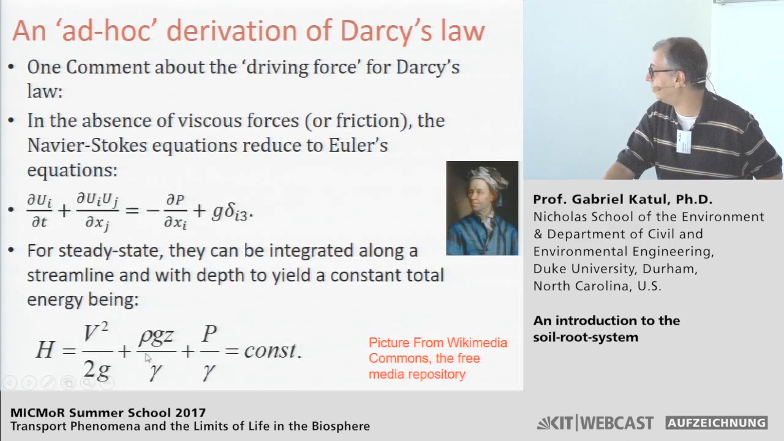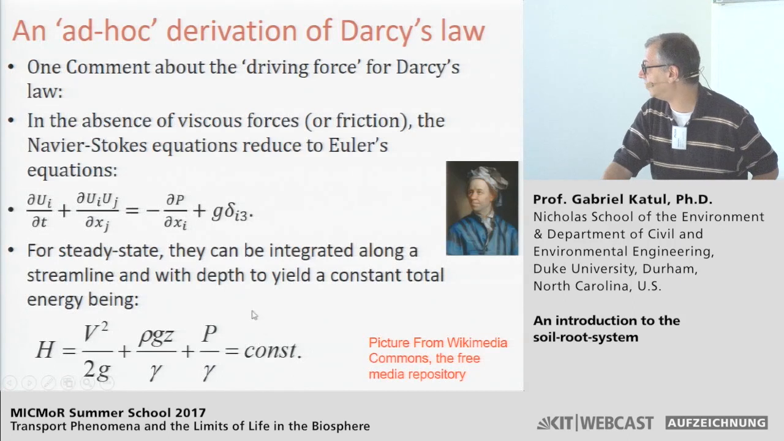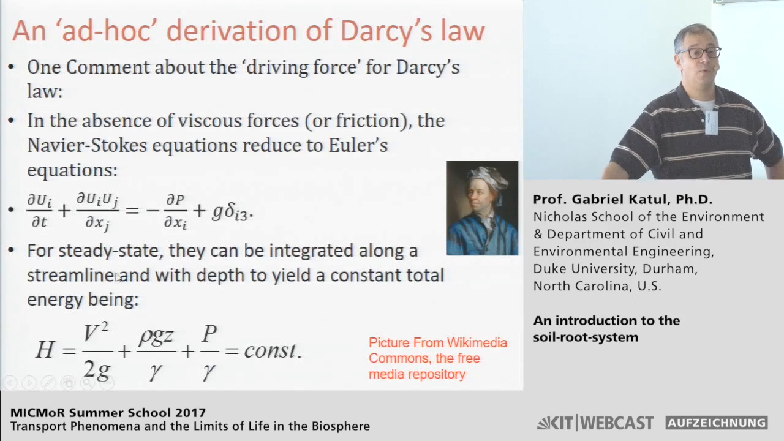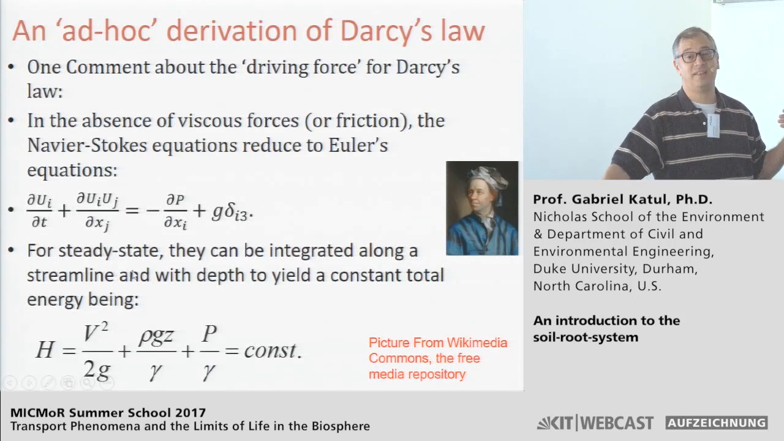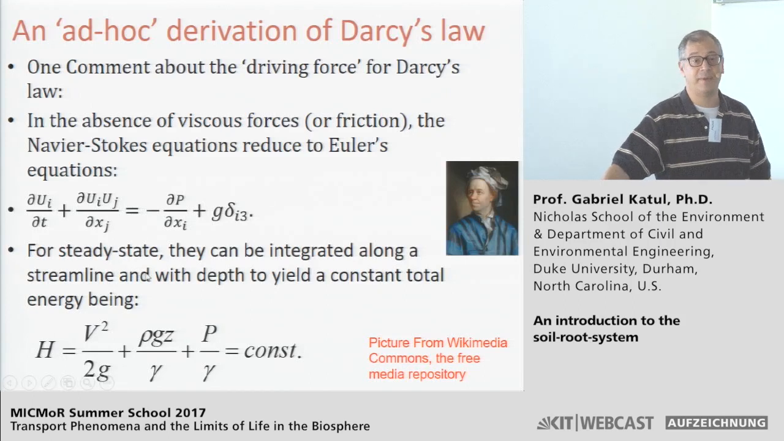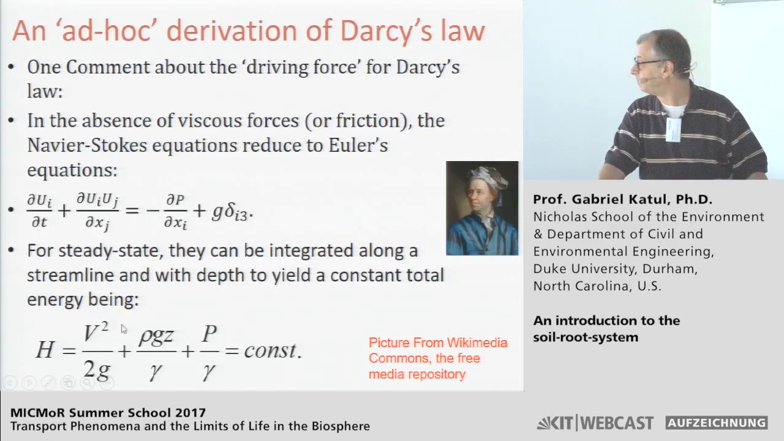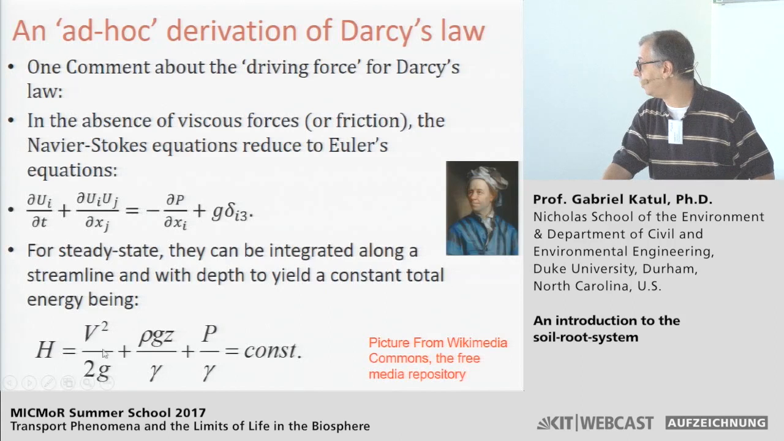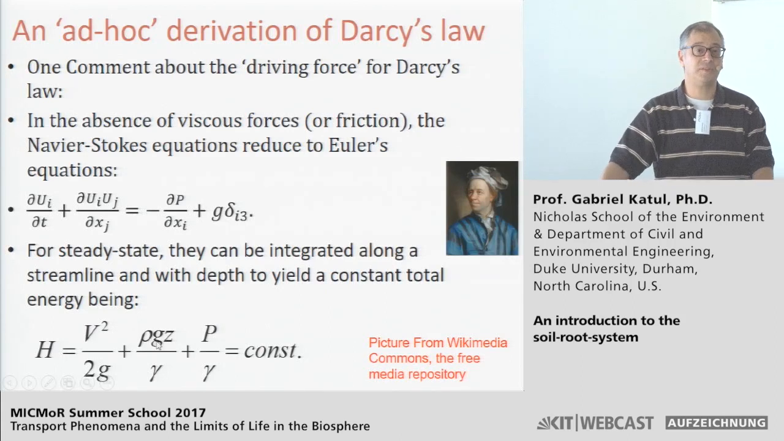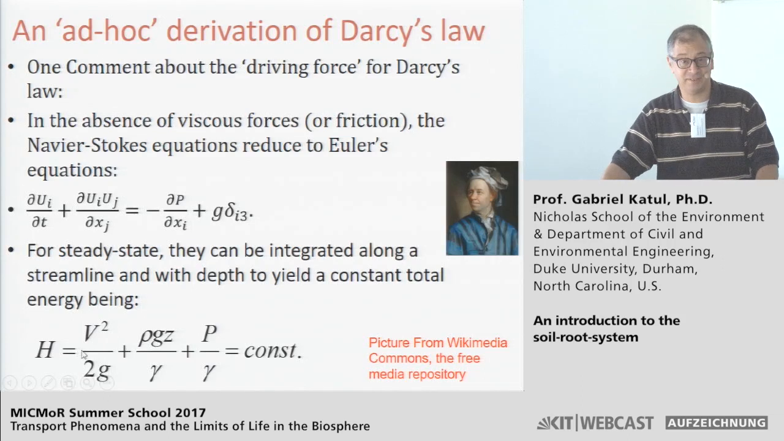Okay, so V squared over 2g plus rho g z over gamma, the specific weight of the fluid, so this is density times gravitational constant, plus the pressure potential, that would be constant. And this is actually what Darcy had to deal with: there were all these conservation laws coming out of inviscid flows that suggest that the energy is conserved, but in fact, everything that is responsible for driving the water is based on the gradients in energy, okay?